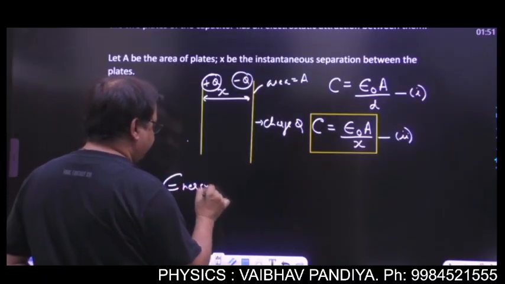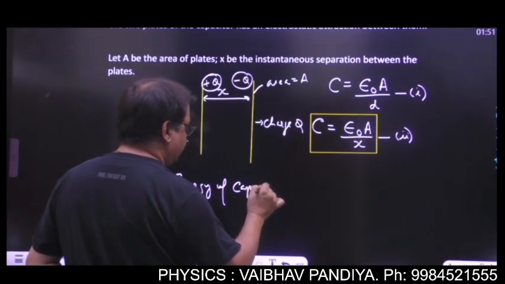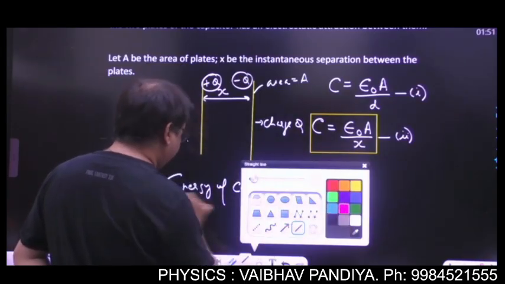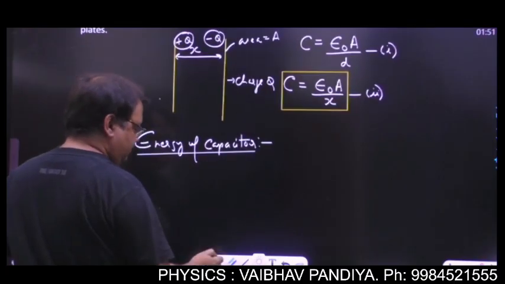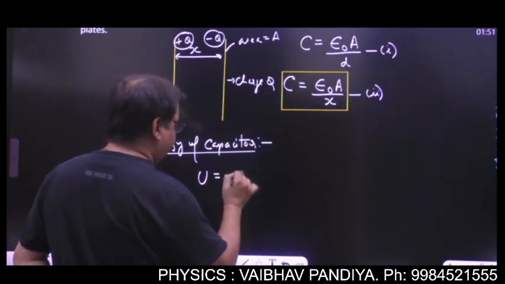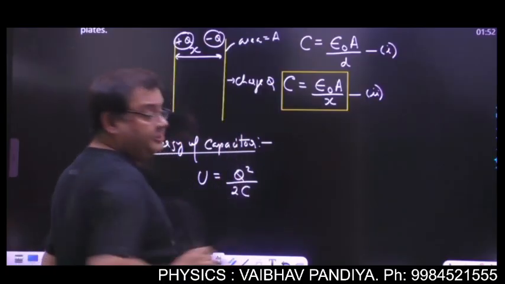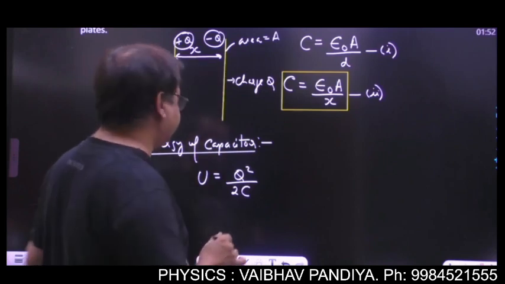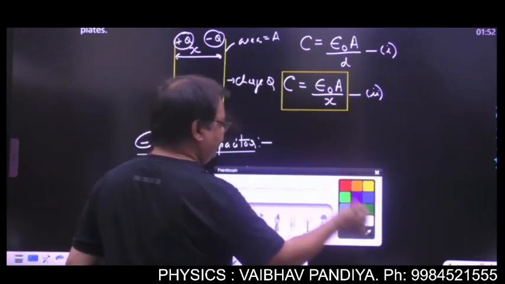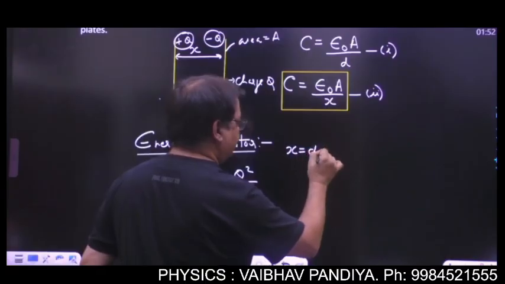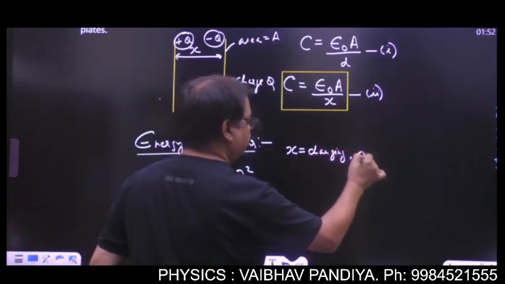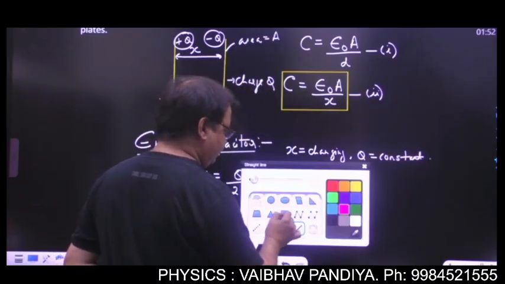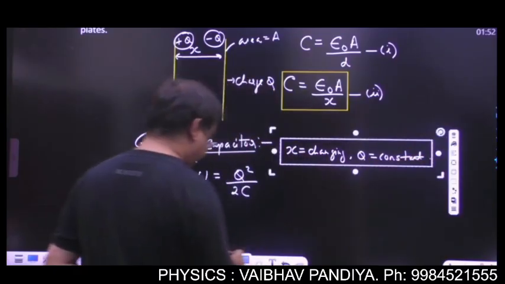So if you are writing the energy of the capacitor at this instant, you can write the energy as U, and we can use the formula U is equal to Q square by 2C. Of course, Q will not be changing, correct? Because there is no path for the transfer of charges. There is no cell connected. So Q will remain constant as you are changing X. Q will remain constant in this case because there is no path through which Q may change.